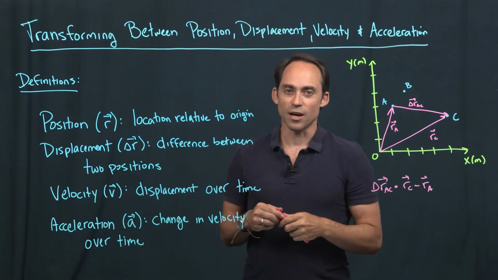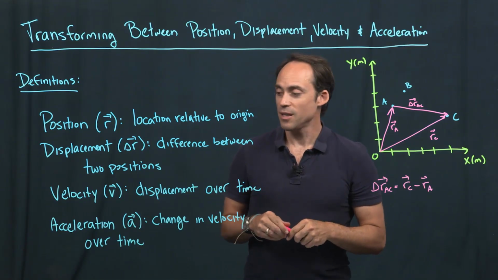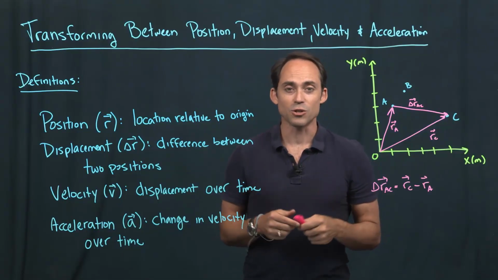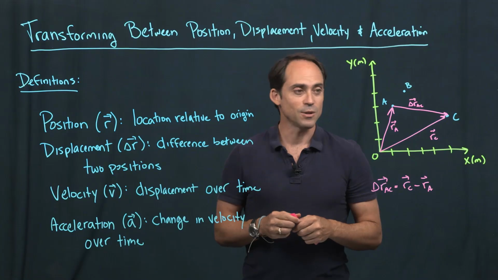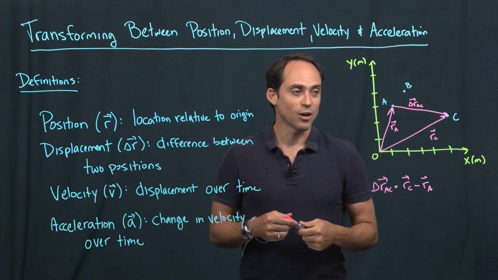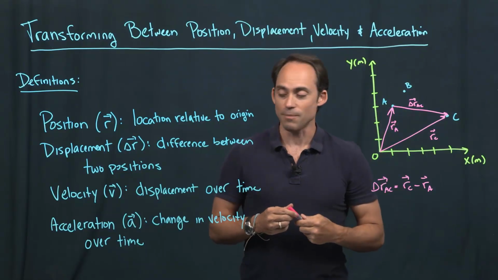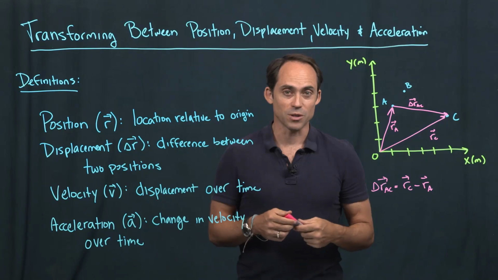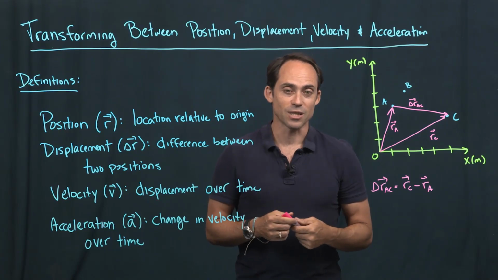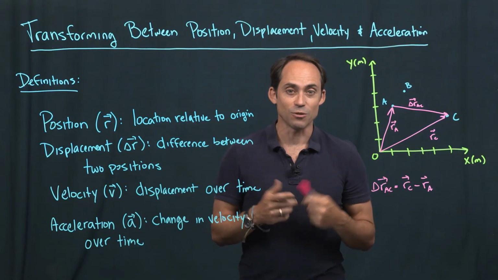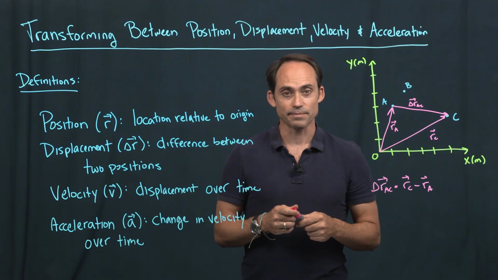Our next quantities are both rates. The velocity is the displacement over time, and of course it measures how fast something is moving. And so if there are two time steps between A and C, I can calculate that velocity. It's the displacement over that time step. And the acceleration is the change in velocity over time, so it's a velocity rate. And it's going to be intimately linked to the forces acting on an object.